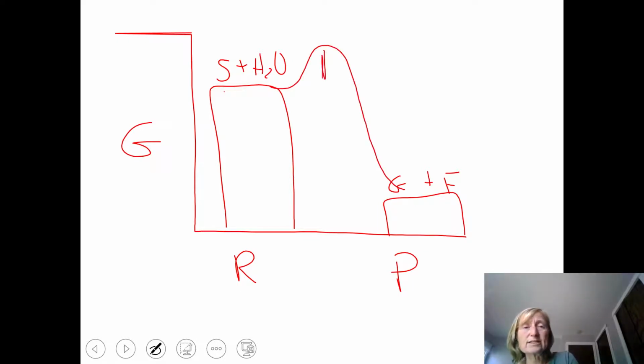This amount of energy is necessary to get the reaction started. That amount of energy is called the activation energy, or the energy of activation, E subscript A. Maybe you've seen that written before. Oh, sorry, E sub A. There we go, that's better.